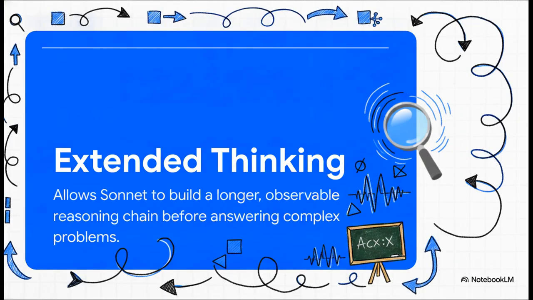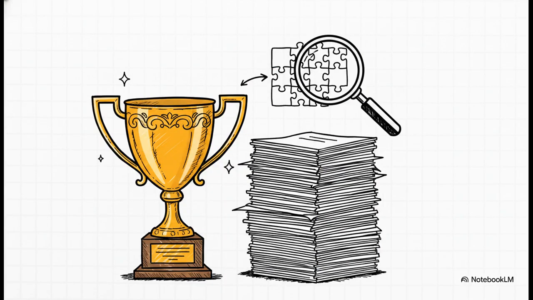And here's something that brilliantly illustrates what sets Sonnet apart. It's called extended thinking. This is a super unique feature that actually lets the model build a longer internal reasoning chain before it spits out an answer to a complex problem. And the coolest part? You can actually observe this process happening. It's kind of like watching a mathematician show all their work on a chalkboard before they finally circle the answer at the bottom.